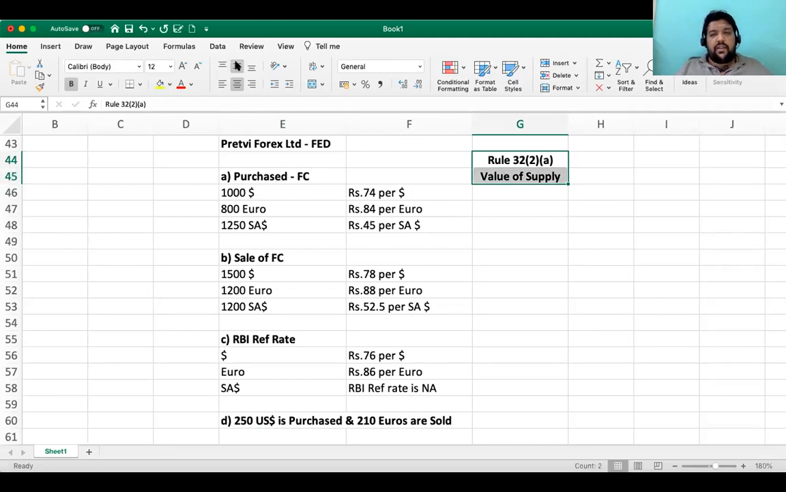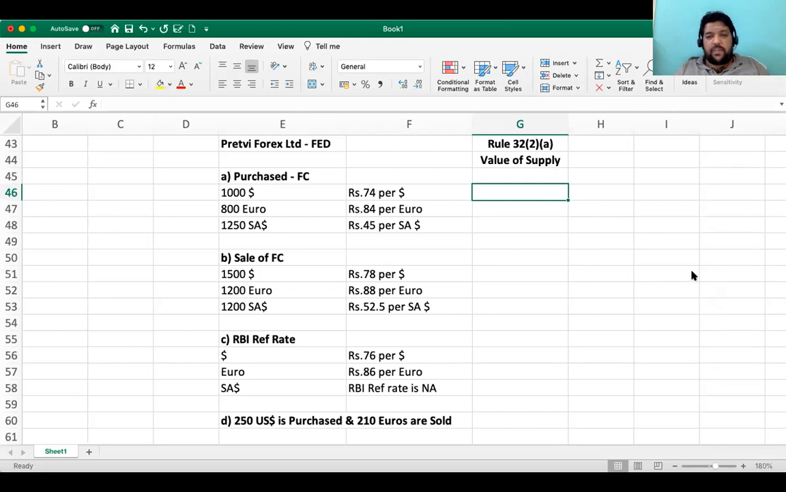There is a company in the business of foreign exchange dealer, and it asks you to determine value of supply. We'll start with the first line item. I want all of you to complete all three items and post the answer in the chat box. Do it as individually as possible. I don't want anybody to give voice answers. Post your answer on the chat box.